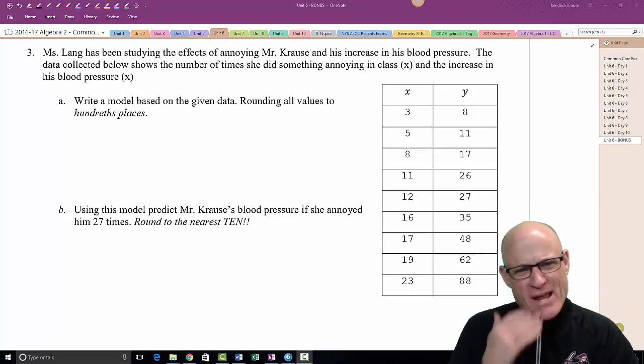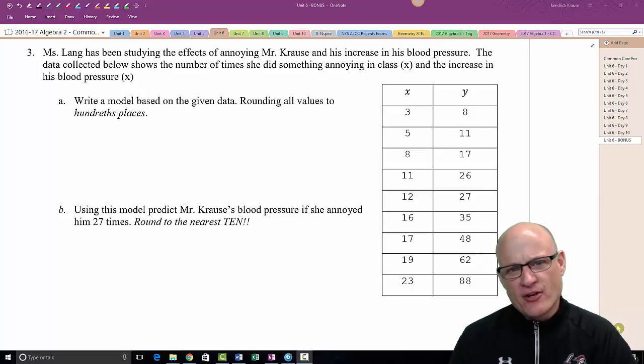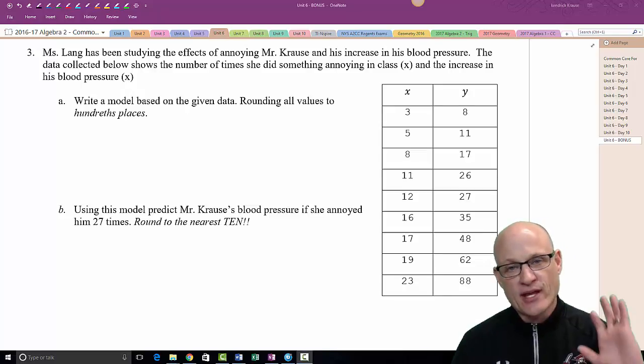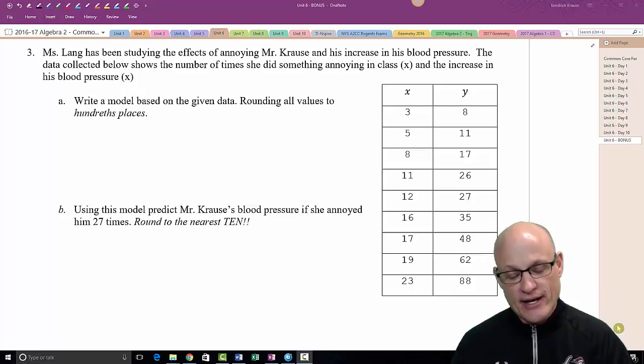Mrs. Lang has been studying the effects of annoying Mr. Krause and his increase in blood pressure. The data collected below shows the number of times she did something annoying in class, X, and the increase in his blood pressure. Write a model based on the given data, rounding all values to the hundredths place. So I don't know if this is logarithmic, exponential, or linear, I don't know.